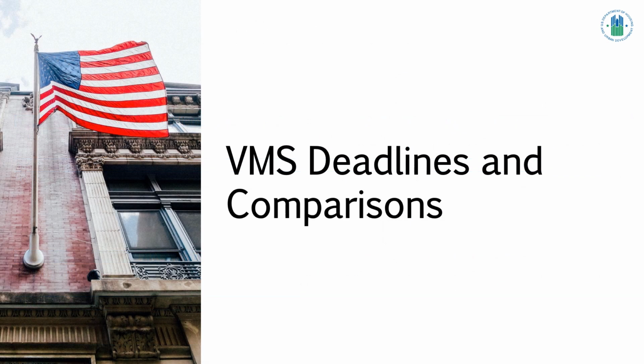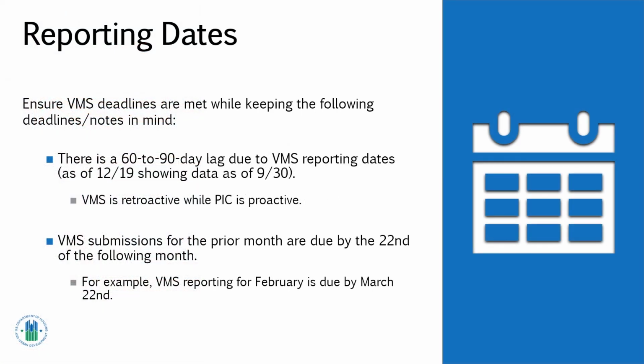In this section, we'll discuss VMS deadlines and how to conduct comparisons. Ensure VMS deadlines are met while keeping the following deadlines and notes in mind. There is a 60 to 90-day lag due to VMS reporting dates, such as December 19th showing data as of September 30th. VMS is retroactive while PIC is proactive. VMS submissions for the prior month are due by the 22nd of the following month. For example, VMS reporting for February is due by March 22nd.